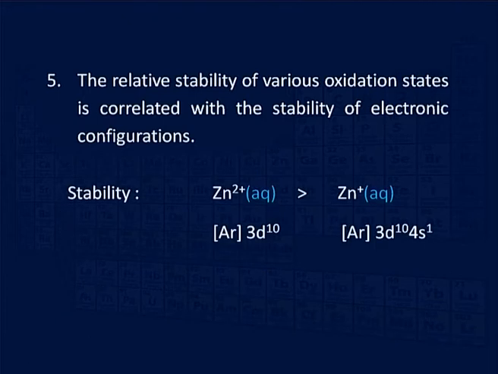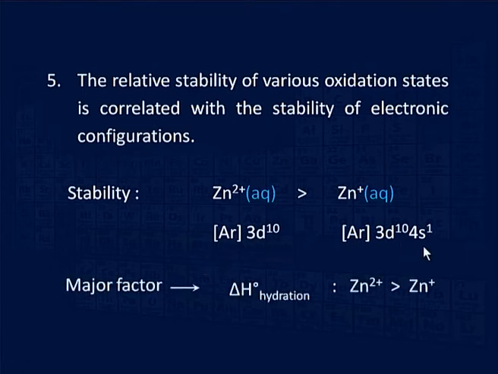This stability of the various oxidation states is also true in the case of zinc. Zinc possesses two different oxidation states, namely zinc 2+ and zinc 1+. As zinc 2+ has 3d10 electronic configuration, which is more stable compared to the 3d10 4s1 electronic configuration, zinc generally occurs in aqueous solution in the 2+ oxidation state, which is the stable oxidation state in the case of zinc. Next comes the compounds of vanadium.